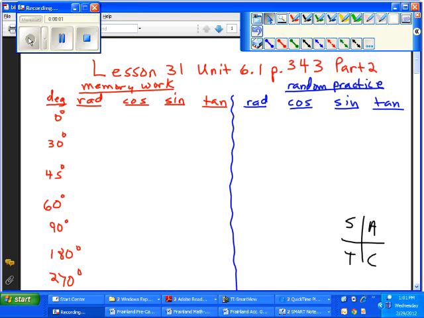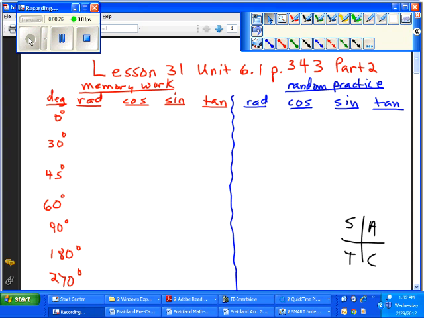Okay, we're going to do the second half of lesson 31, which is unit 6-1, page 343. What we've not done is talked about arc length and the area of a sector, but before we do that, we're going to review, recreate our memory work now that we know about radians, and then do some random practice so that we know how to use this information, okay?